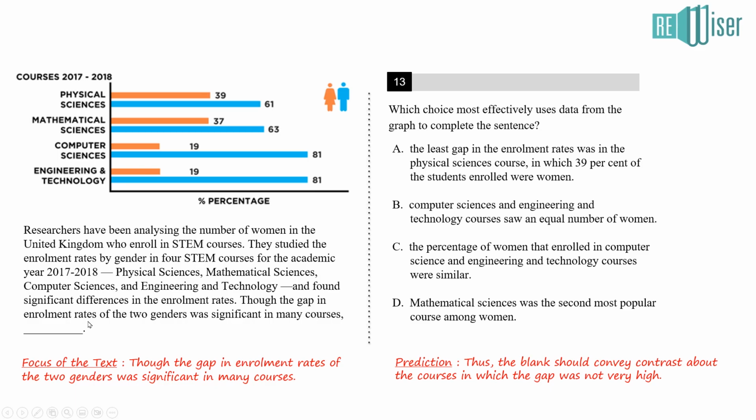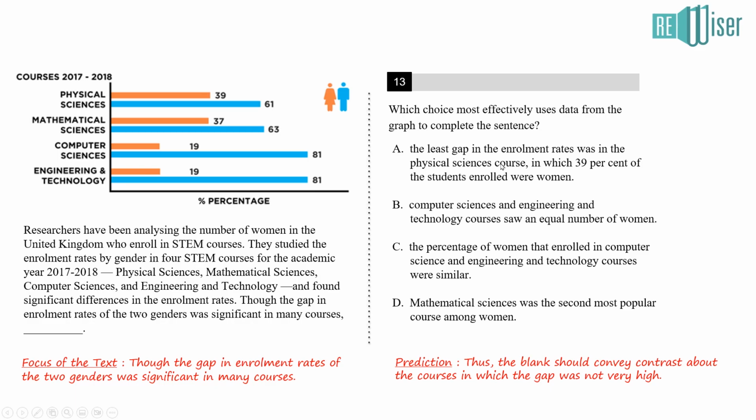Though the gap in the enrollment rates of two genders was significant in many courses, like for example, computer science and engineering, it was really significant, right? So though it was significant in certain courses, it was less in some courses. So you could give examples of physical science and mathematical science where the gap was not significant. So that's what we're looking for. Let's take a look at the options one by one.